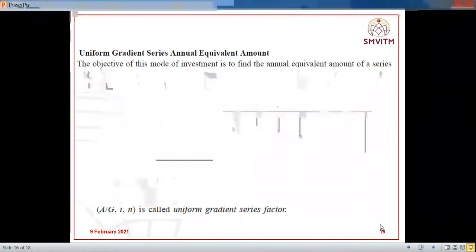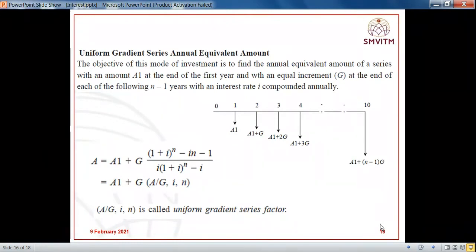In continuation of this, one more is the uniform gradient series. The uniform gradient series is nothing but the amount deposited, or the cash inflow or cash outflow, uniformly varying. The same amount is varying every year, every interest period. In the first compounding period, one amount, say 1000 rupees, is deposited. Next, second year 1200, third year 1400, 1600. The same amount may be an increment or a decrement. That is known as the uniform gradient series.